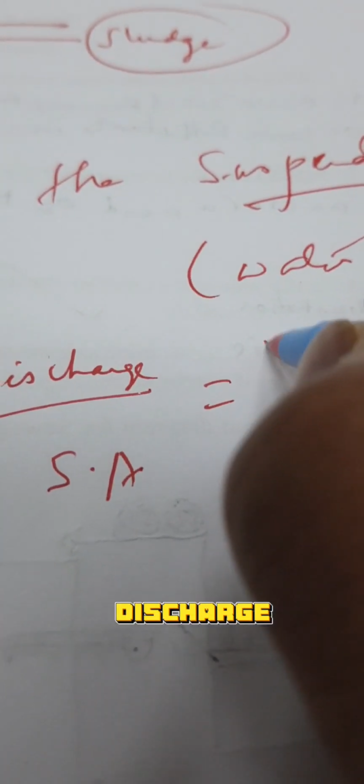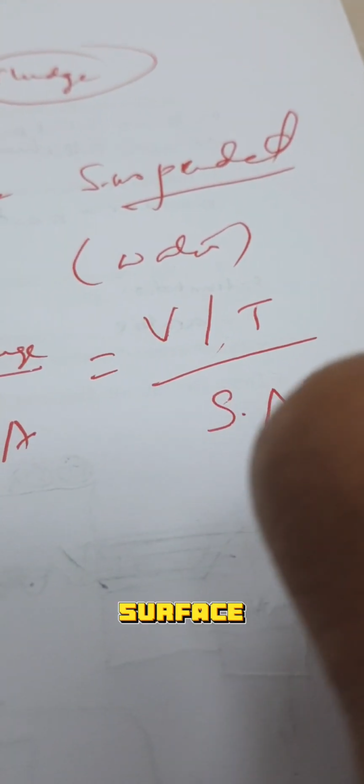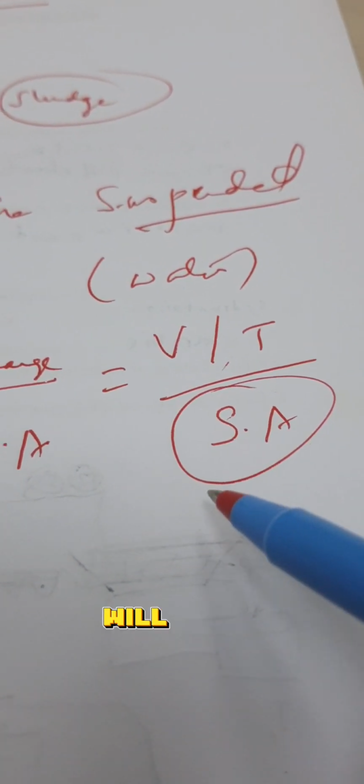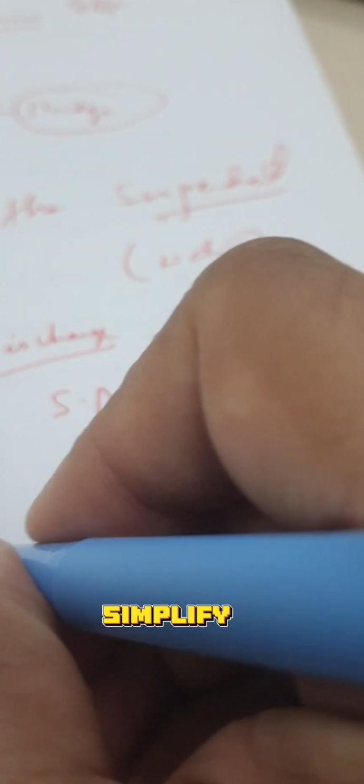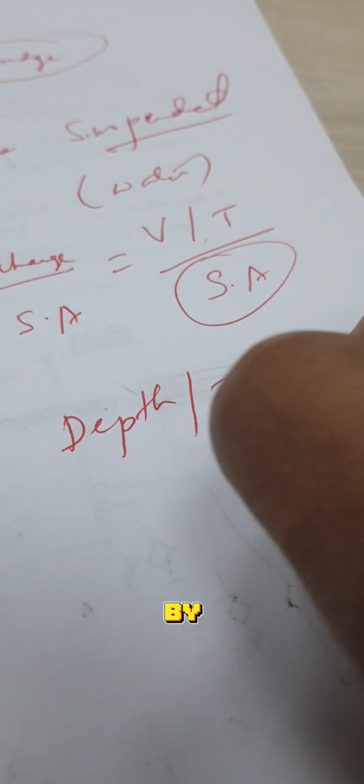Now the discharge is volume by time, and this is equal to surface area. If it is rectangular, it will be L into B. If it is a circle, it will be pi by 4 d square. Now if you simplify it more, it will be equal to the depth by time.